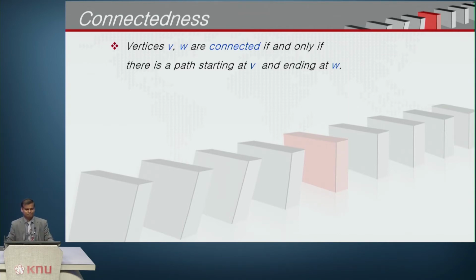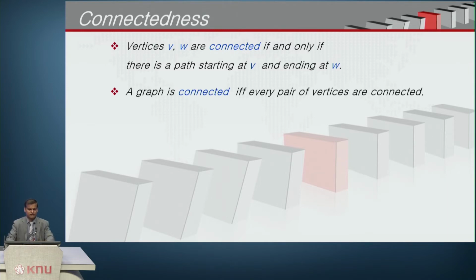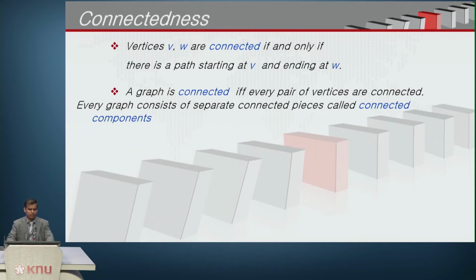Connectedness. Let's talk about the connectedness of a graph. Vertices V, W are connected if and only if there is a path starting at V and ending at W. So let's discuss these connections. Yes, a graph is connected if and only if every pair of vertices are connected. That's one of the properties.